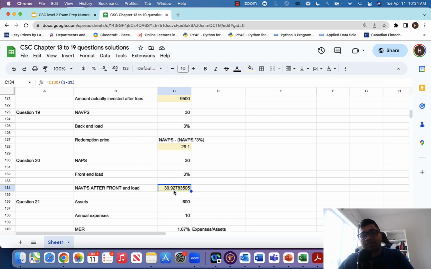So it's $30.92. How did I get this? So the formula is NAV before fees divided by 1 minus front-end load. So it is 30 divided by 1 minus 3%. That comes to 30.92.